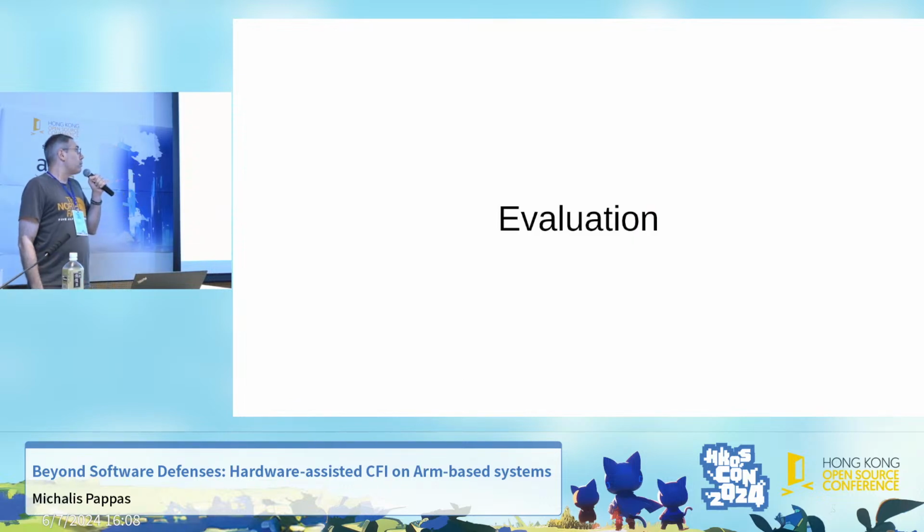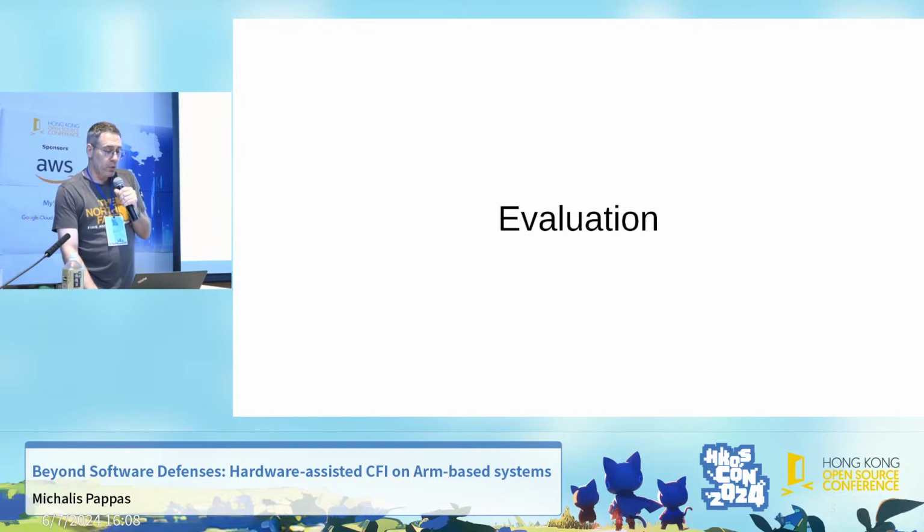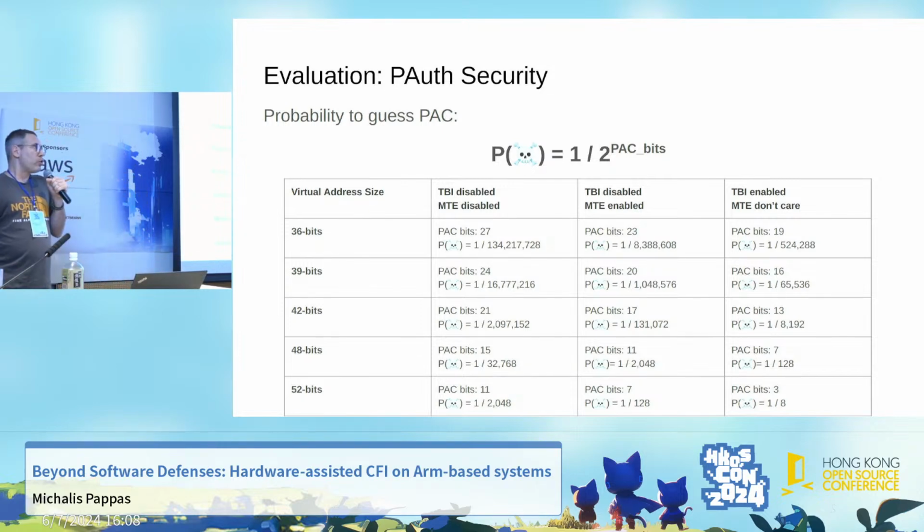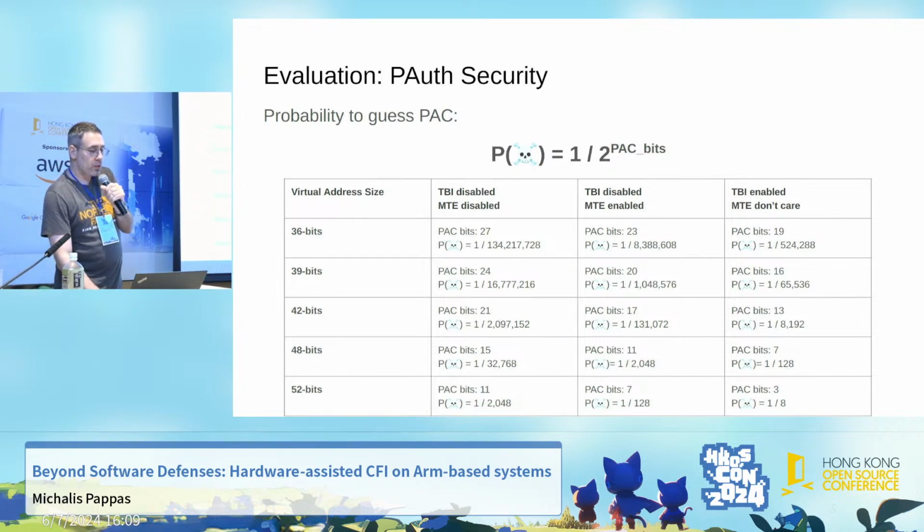And time to go for evaluation. I think this is the most interesting part. So, how secure are they? Of course, the probability for a successful brute force depends on the number of bits of the signature, right? And this table shows the probability for different virtual address sizes with the various other features that reserve some of these extension bits enabled or disabled, right?